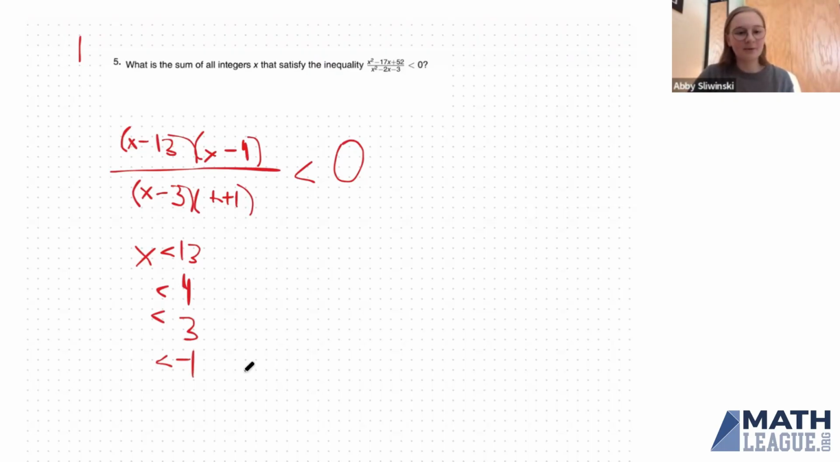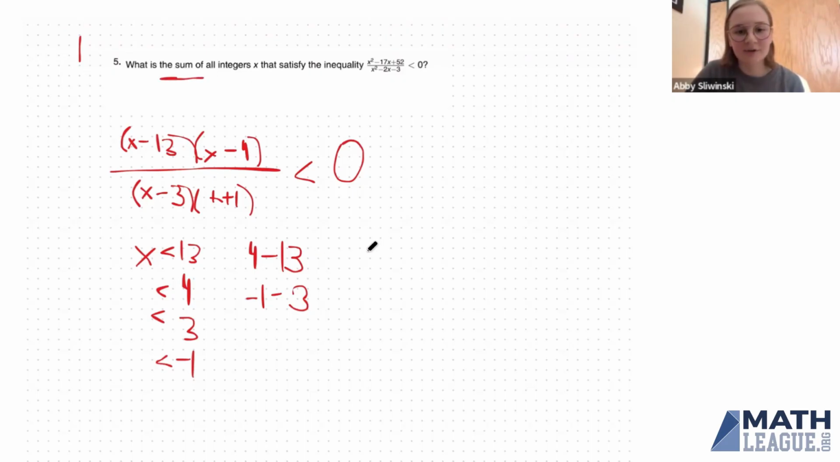Now, notice if we have any numbers greater than 13 or any numbers less than negative 1, then all of them are either going to be negative or positive, and that's an even number, not going to give us what we want. So let's just look at the interval negative 1 to 13. If we have x in between 4 and 13, then we have just one of these negative, x less than 13, and that'll give us a negative number. And if we have x in between negative 1 and 3, we'll have 3 of them negative, everything except for this one.